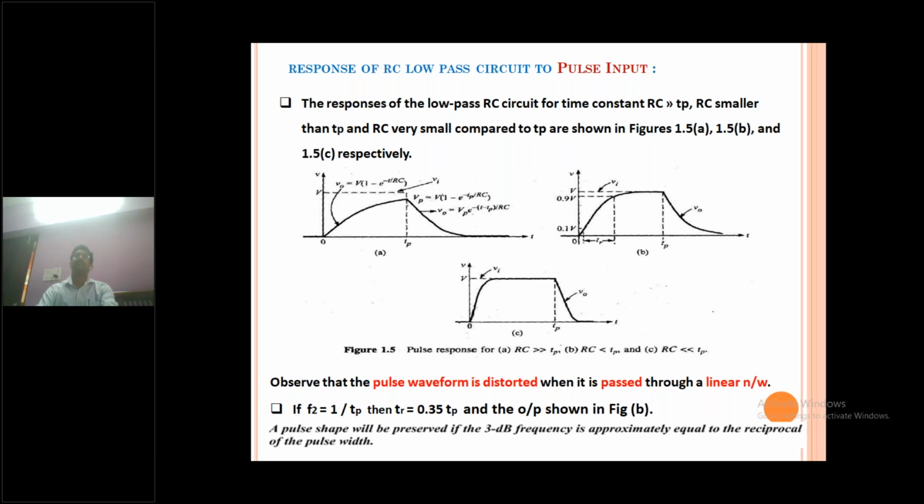That means the pulse width you are applying is very small compared to the time constant. Within this one, the capacitor is a very large value, which means charging requires more time, but you are not providing it. You are providing only up to the 0 to TP interval. Already I told one example in the class: your mobile will be charging in 1 hour, but you are applying the power supply only 30 minutes. That means it will not charge fully; it has not reached the final value.